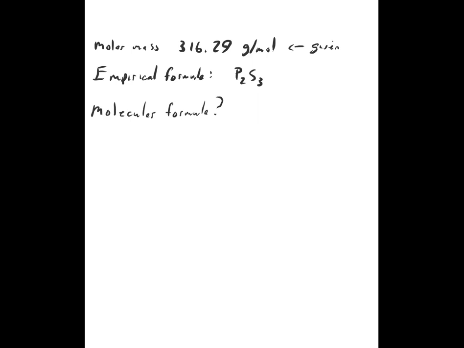Okay. How do we find the molecular formula from the empirical formula? So here's the thing that I want to point out. If you have the empirical formula, I'll write that as EF, and you want to find the molecular formula, you need the molar mass. So in this particular example, we have that, right? We know the empirical formula. We know the molar mass is 316.29 grams per mole. That will allow us to find the molecular formula.